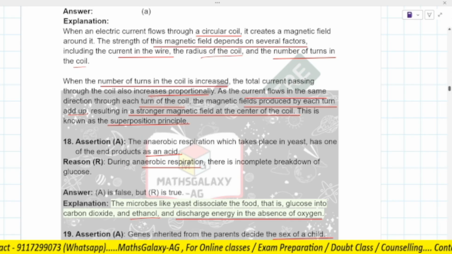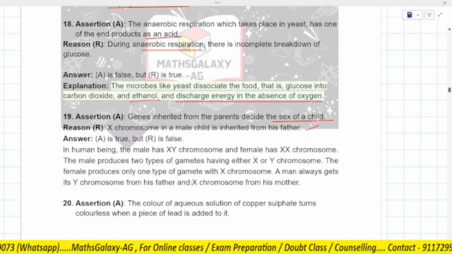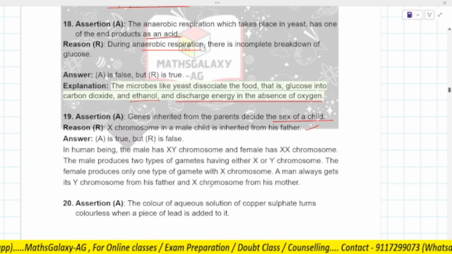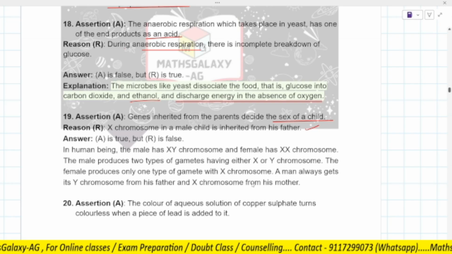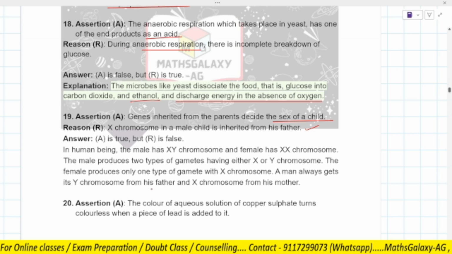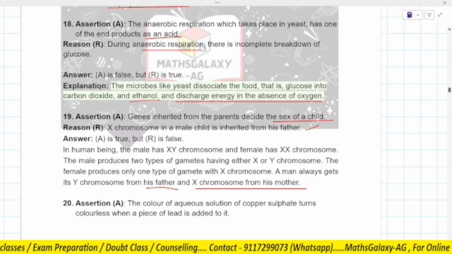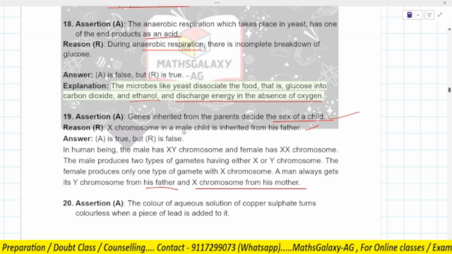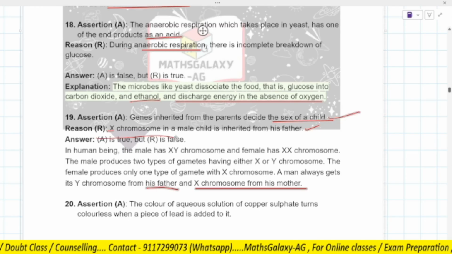Okay, let's see the explanation. In human beings, the male has XY chromosomes and the female has XX chromosomes. The male produces two types of gametes, having X and Y chromosomes respectively. The female produces only one type of gamete with X chromosome. A man always gets his Y chromosome from his father, and X chromosome from his mother. So here A is true and R is false. X chromosome in the male, here it should be Y. So the answer here is wrongly given.